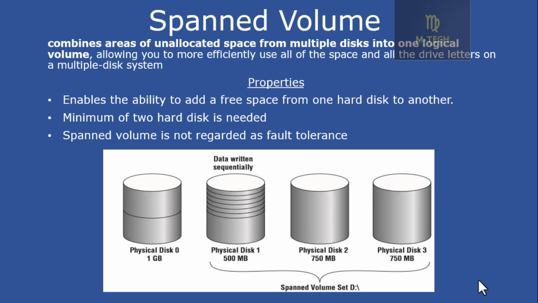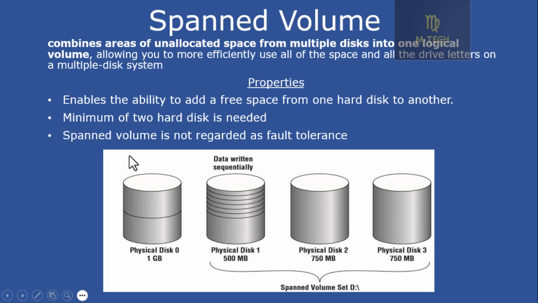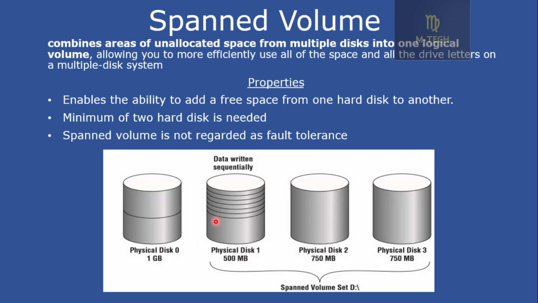With the picture over here, let me see if I can get a pointer so that you can view what I'm doing. Okay, so you can see that this is disk 0. We have disk 1, disk 2, and disk 3.